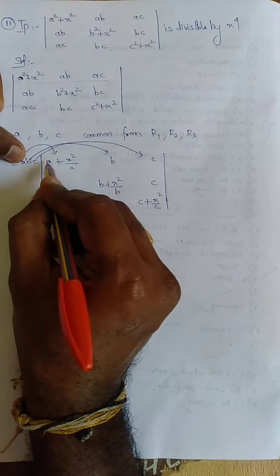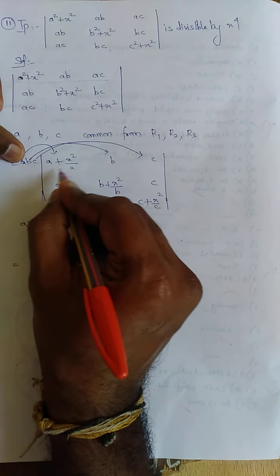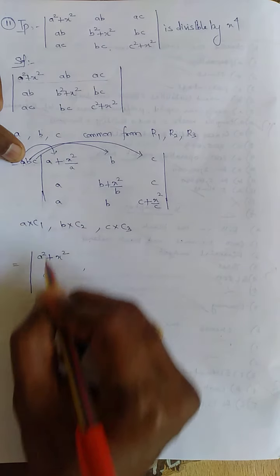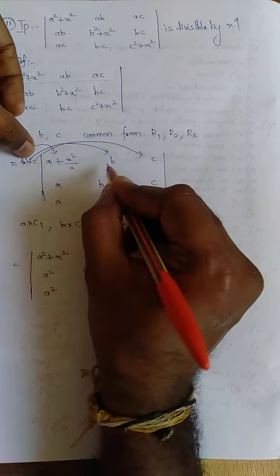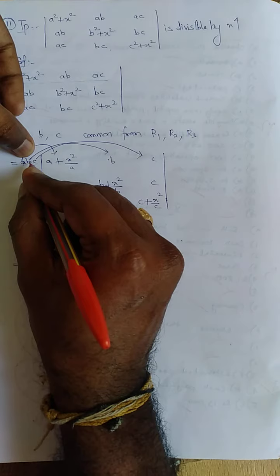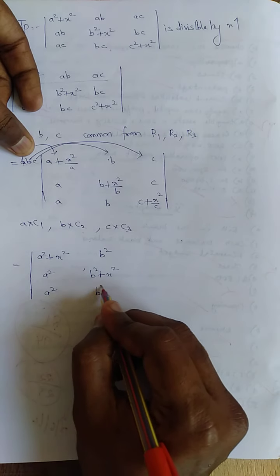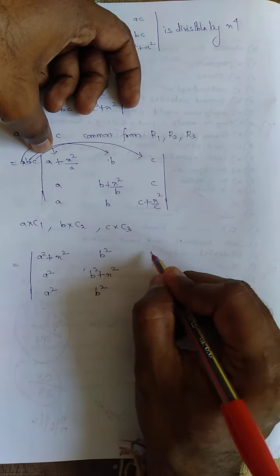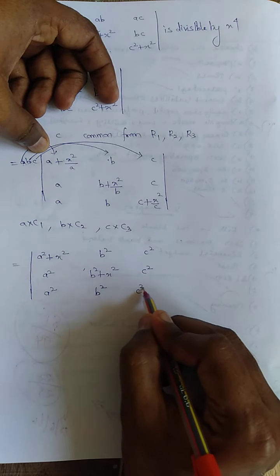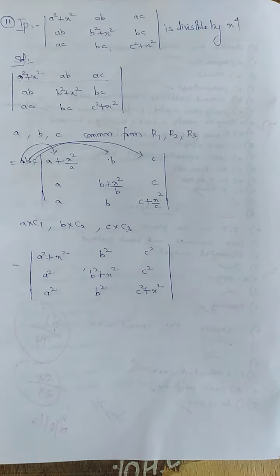If a is going to multiply in c1, a into a is a square plus, a and a cancel, nothing but x square. Next multiply b, b into b square plus, b and b get cancelled, nothing but x square. Next c into c square plus, c and c get cancelled, remaining is x square. So this is one of the determinant.